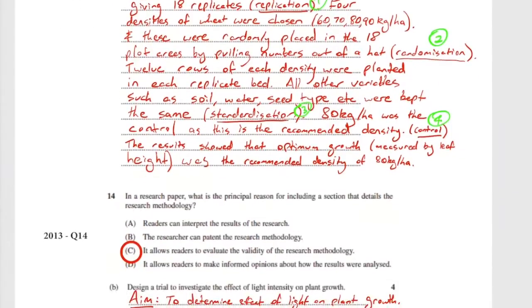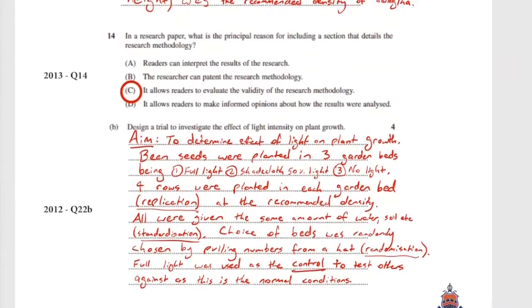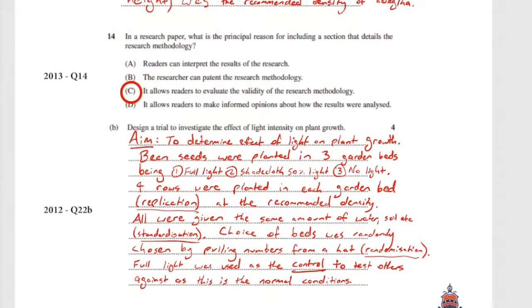And you can read that as well. In a research paper, what is the principal reason for including a section that details the research methodology? So why do we talk about in a research paper how we do the experiment? Readers can interpret the results of the research. Well, no, that's not the methodology, that's results.